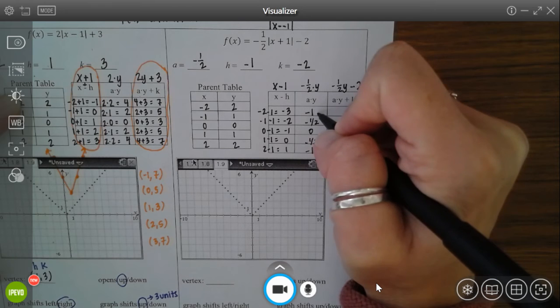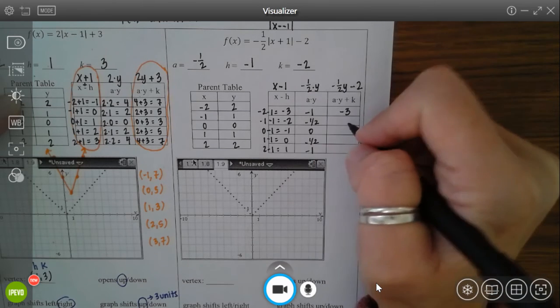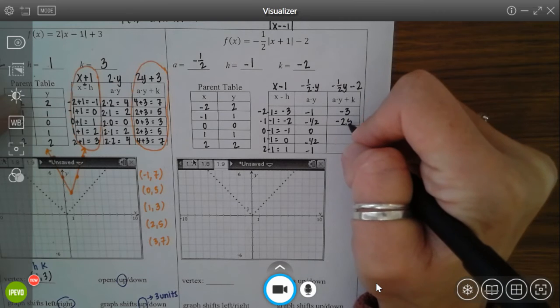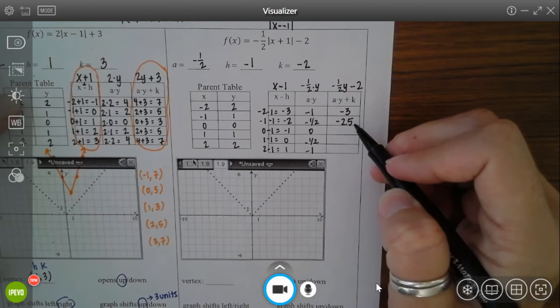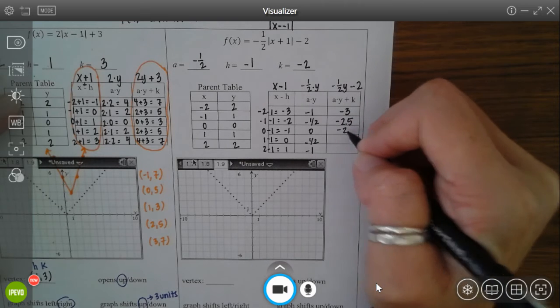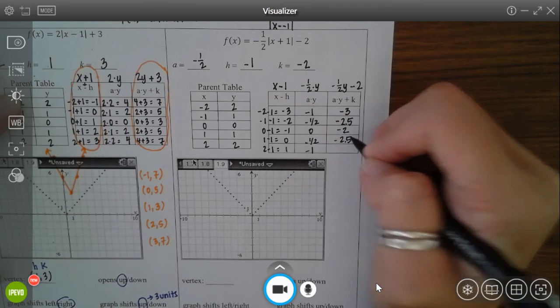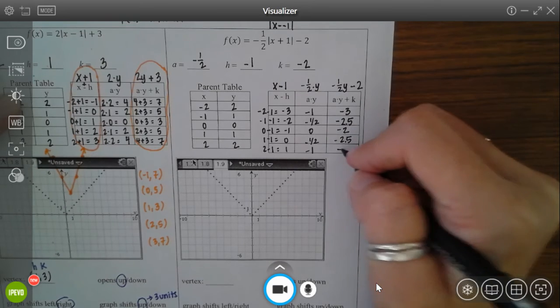So -1 minus 2 will give me a -3. -1/2 minus 2 will give me a -2.5. If you want to write that as fraction or decimal, I really don't care either way. 0 minus 2 is -2. -1/2 minus 2 is -2.5. And then -1 minus 2 will give me a -3.